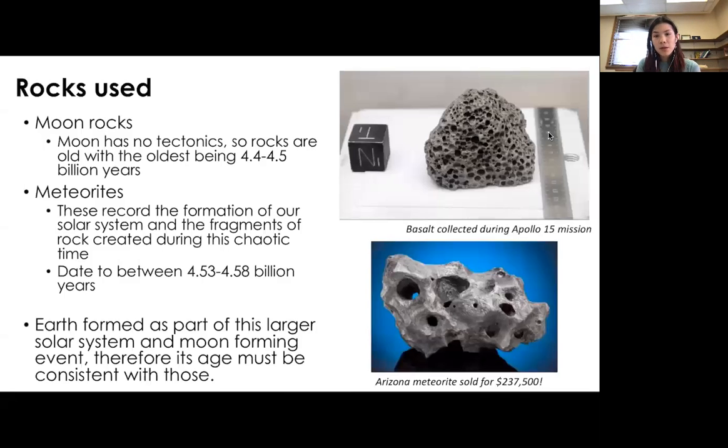We've also dated meteorites. Most of these meteorites were formed during that same kind of Big Bang and formation of the solar system that eventually formed our Earth. And so by dating these meteorites, we can get another proxy for the age of the Earth's formation. And these date to about 4.53 to 4.58 billion years ago. So with these two ages, we can approximate that the Earth's age must be very similar. And so that's how we usually get our estimate of about 4.5 to 4.6 billion years.